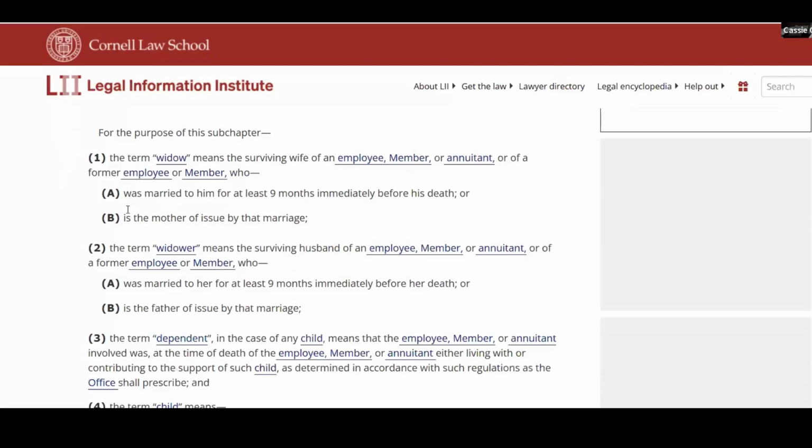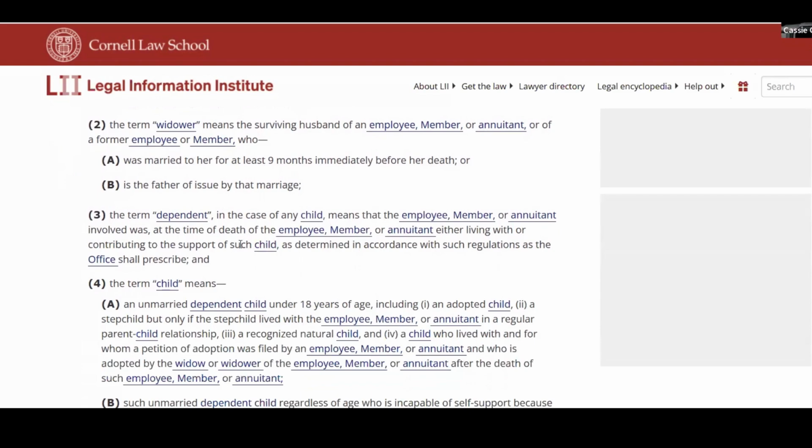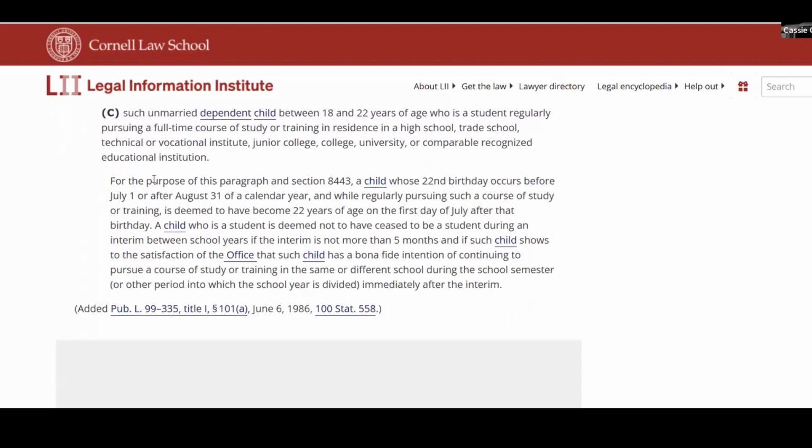And you can read here, this is the same thing as what we said before, right? A widow or widower who was married to the employee for at least 9 months, or was the mother of a child or the father of a child. And so that's what qualifies them. They talk about what a child is and then go into that.